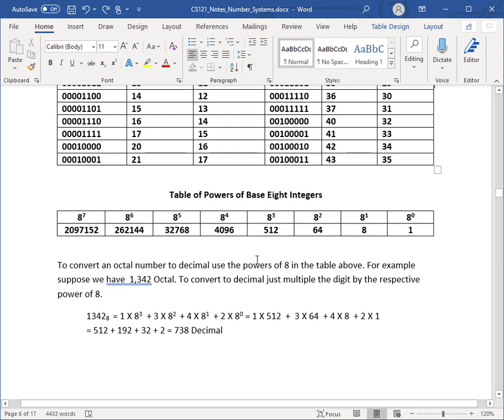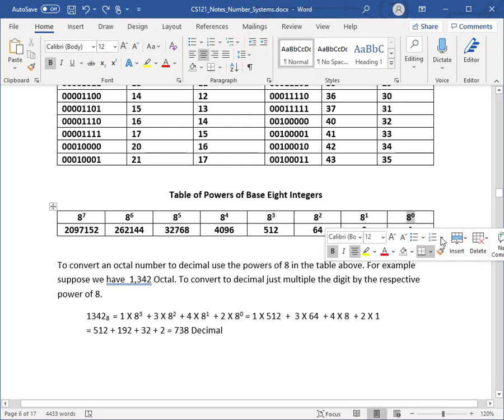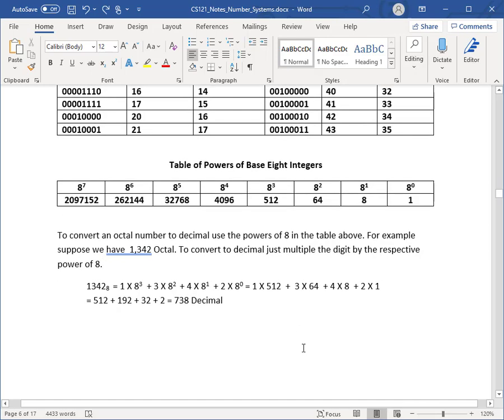And here is a power of 8 table that I've included. So, of course, 8 to the 0, that gives you 1. 8 to the 1 is 8. And all the way down the line, 8 to the 7 is this big number over here, 2,097,152. All right, so one more example at the bottom here. If we wanted to take this 1,342 and convert that to octal, then we can use this powers of 8 table up here in order to do that. So that's shown here.